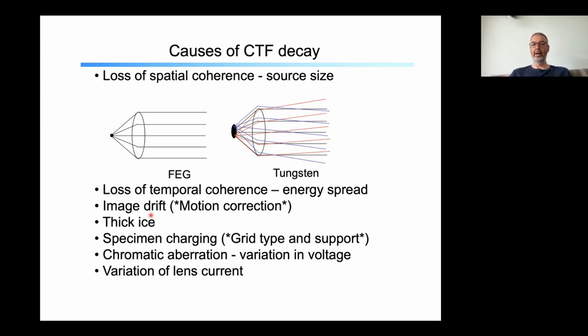There's obviously ice thickness, so that has a big effect on this. Thicker ice, you get more loss of electrons via inelastic scattering. So you get a loss of signal. There's also specimen charging, so grid type and support, and there are various aberrations associated with the microscope. All of this together gives you this kind of envelope function, which means we don't transfer high spatial frequencies as well as low spatial frequencies.